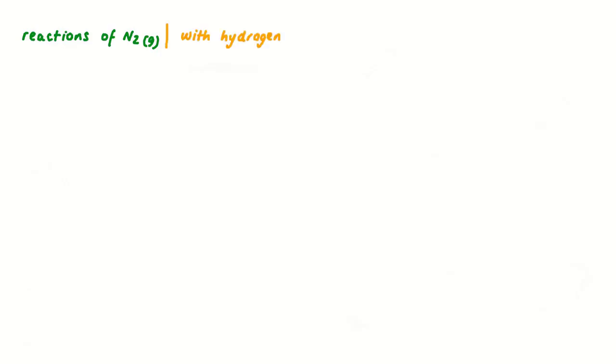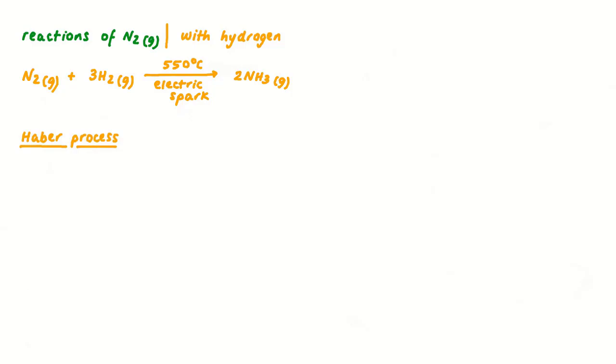First, we're going to look at the reaction of nitrogen with hydrogen. The reaction equation shows us that nitrogen reacts with hydrogen to produce ammonia. For the reaction to occur, an electric spark and a temperature of 550 degrees C is needed. In industry, vast quantities of ammonia are produced using the Haber process, or Haber-Bosch process. The products and the reactants are the same as in the previous equation, but the reaction conditions are different.